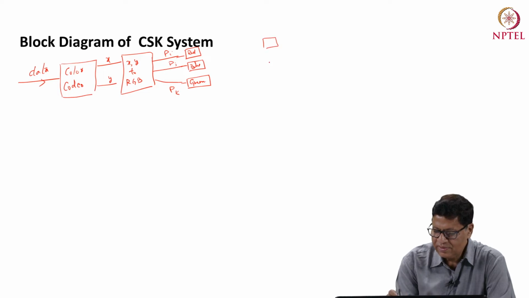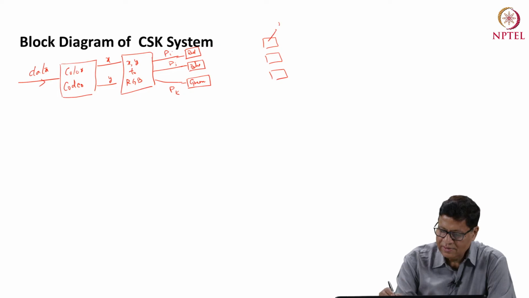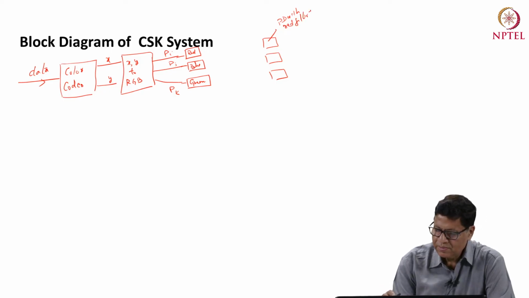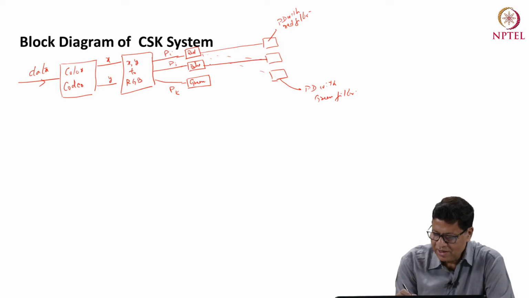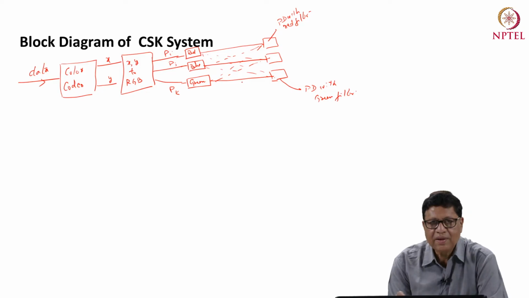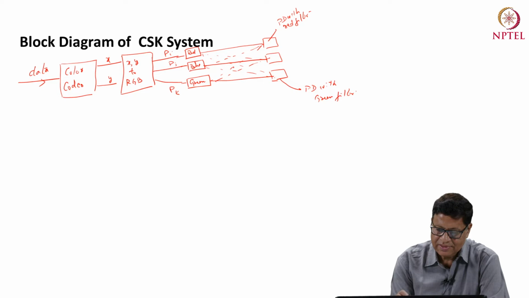And then you have the PDs here with filters. This PD is the PD with the red filter, the middle one is the PD with the blue filter, and the last one is the photodiode with the green filter. When the light is transmitted, it should ideally be sensed by this photodiode, but it may go here as well, which is actually the crosstalk. Similarly, the light should ideally go here, but it goes here. So these are the interference. Similarly for green.